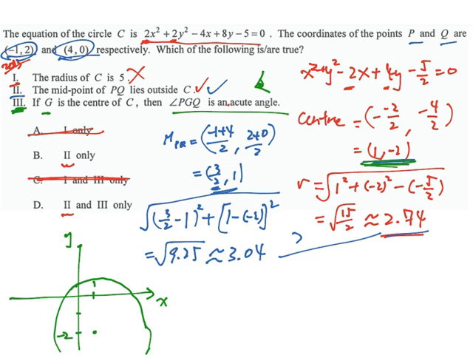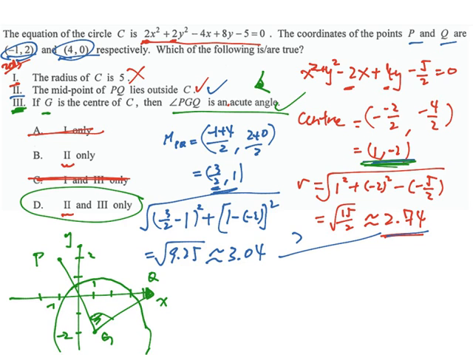Okay, and then for point P, -1 here, -2 here. So -1, 2 is around here. This is point P. For point Q, 4. So 1, 2, 3, 4. Around here, 4, 0. So you can see we can line this up. So you see it is less than 180. So that means it is correct. So that means 2, 3 correct. It is D.